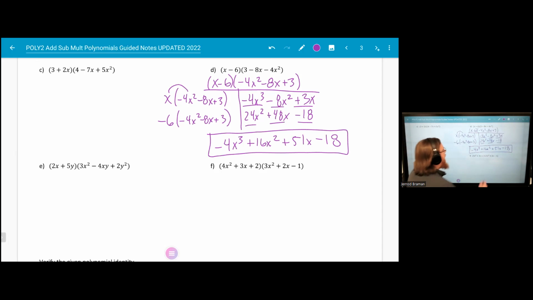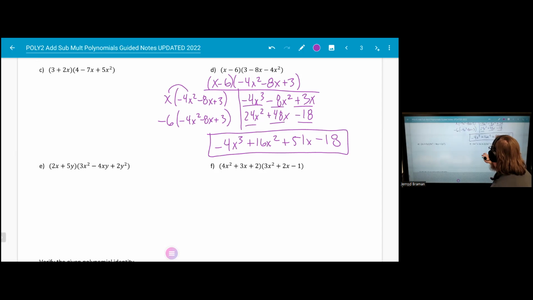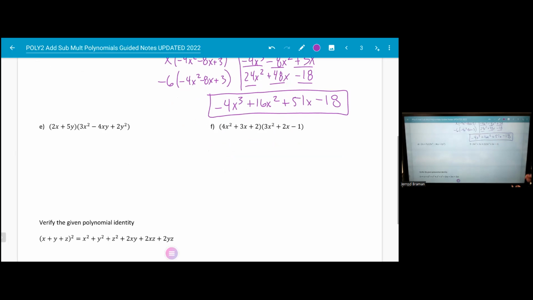You'll notice they worked on the diagonals. That won't always be perfect, but sometimes it does work out like that, so it's not a bad idea to rearrange them to look like that. Okay. I'm going to do F before I do E. E has 2 different variables, so I want to show you the standard form for 2 different variables. We'll do our best for this. So for F, I've got 4x squared plus 3x plus 2 times 3x squared plus 2x minus 1.